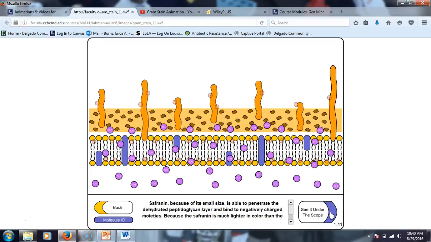This is a red dye, but we already stained them purple. Which are they going to look like? Purple or red? Purple. The best way to get people to understand why we do purple first is laundry.